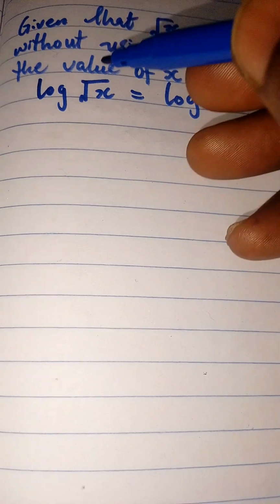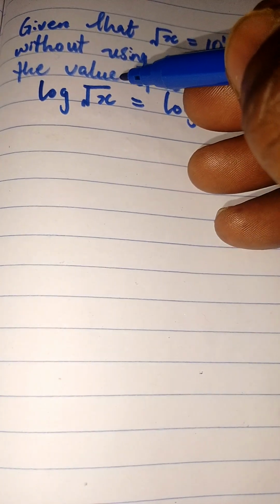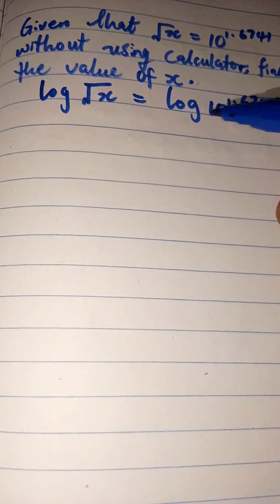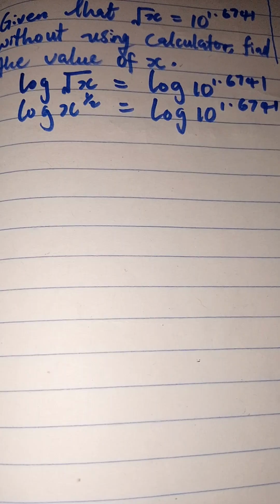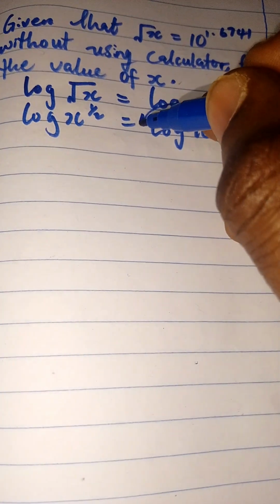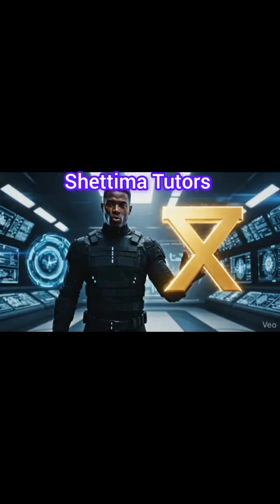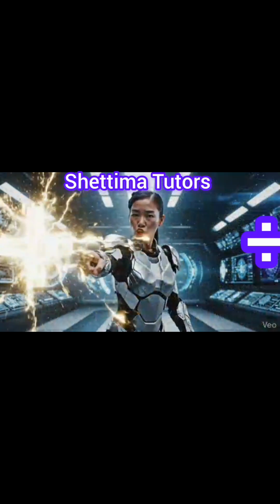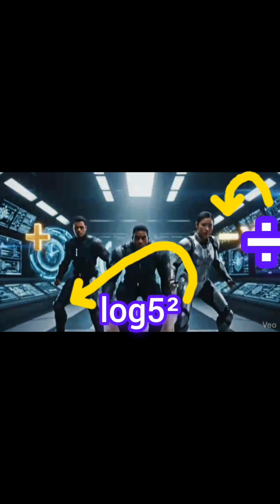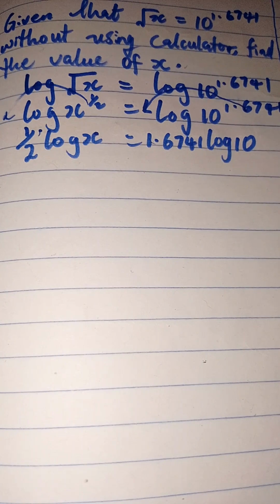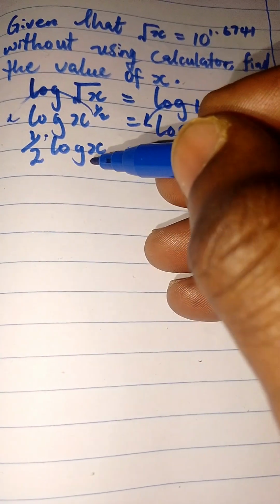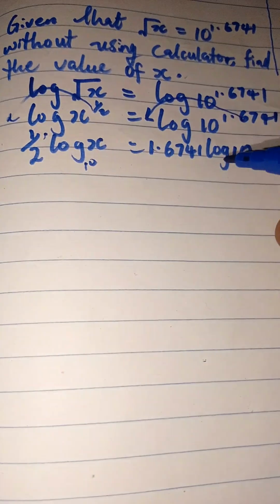Since the square root is the same thing as raised to power 1 over 2, write it as log of x raised to power half equals log 10 raised to power 1.6741. Now applying the power rule, this comes here, and this one also comes here. Remember that if you do not see anything here, it's automatically base 10 here and base 10 here.